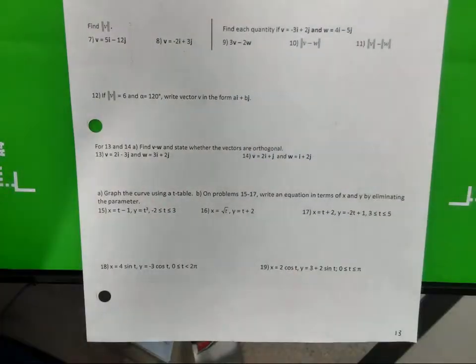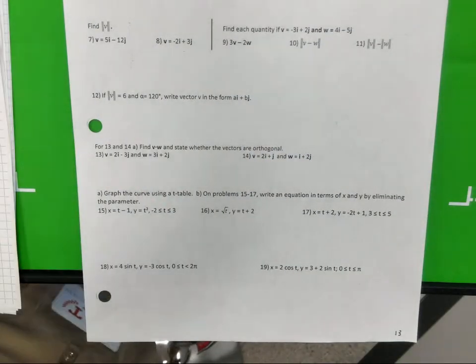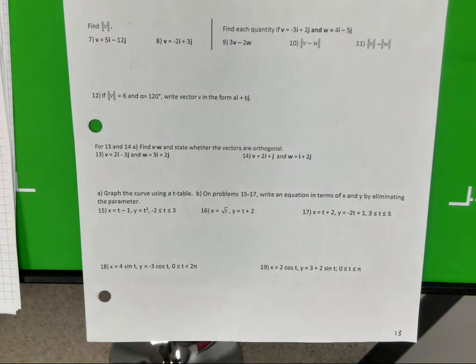Alright, now, let's continue to look on that page. I want to go over, you didn't do these, but let's just talk about it. Number 12. It says, if the magnitude is 6 and the angle is 120, write this vector in ai plus bj. If you wrote this vector in component form, would I count it right? No, because it said a specific form. If it doesn't say a specific form, then you write it whichever one. But tomorrow in your test, it says this form. So you're going to write it in this form on this problem.